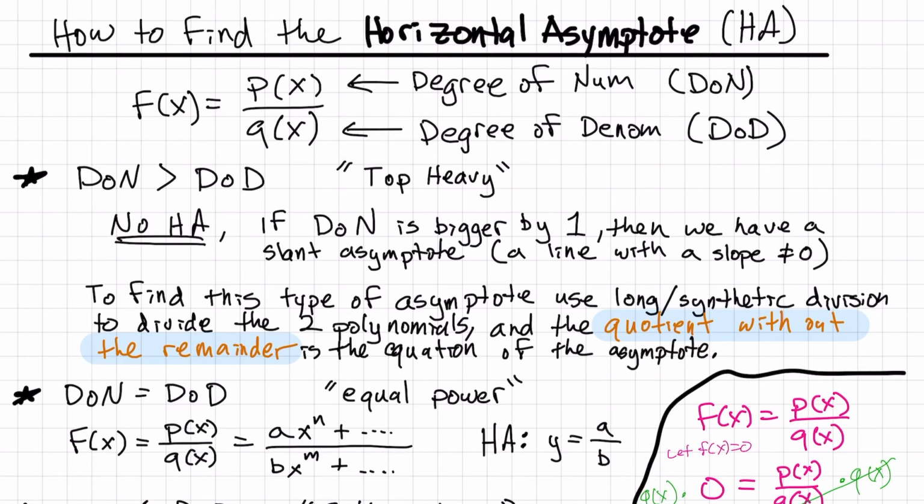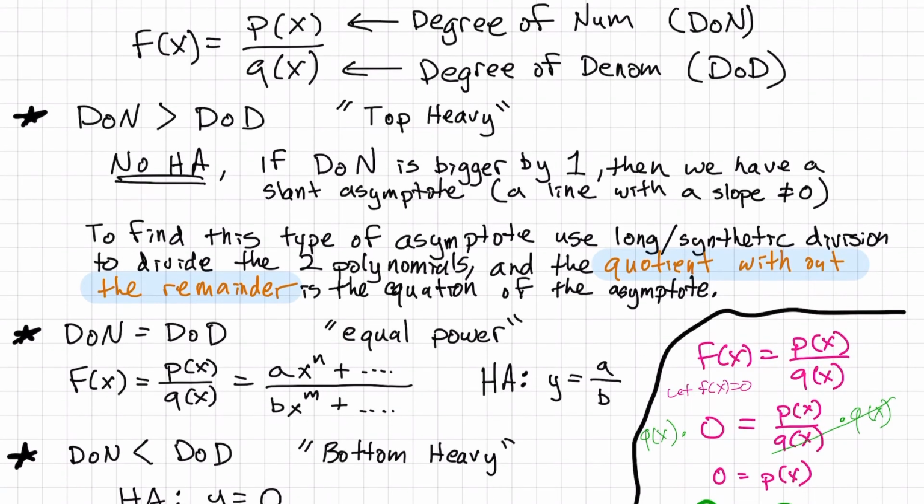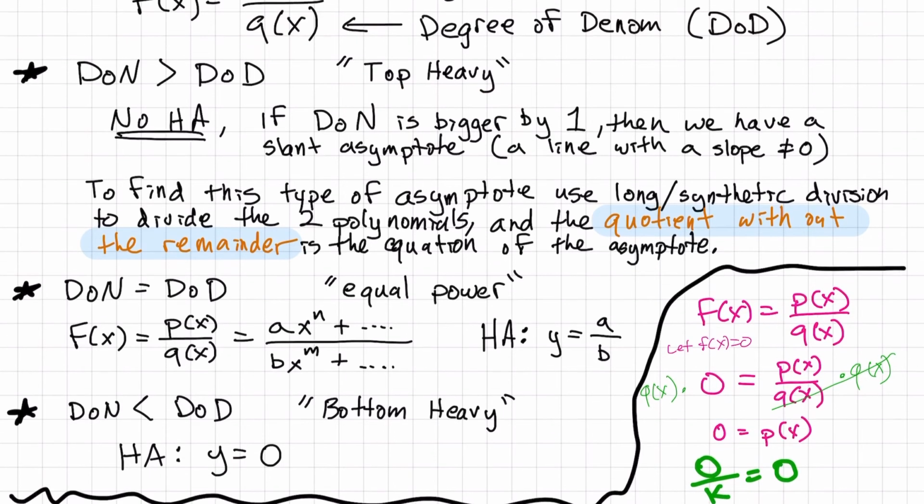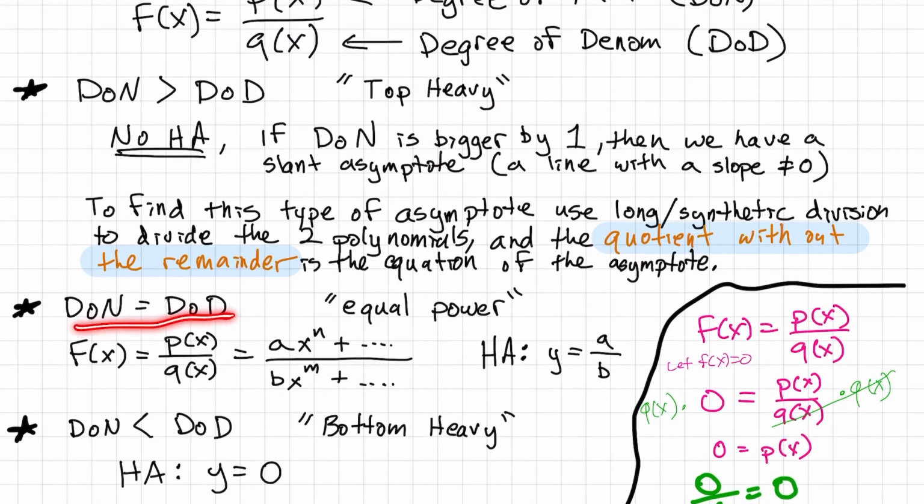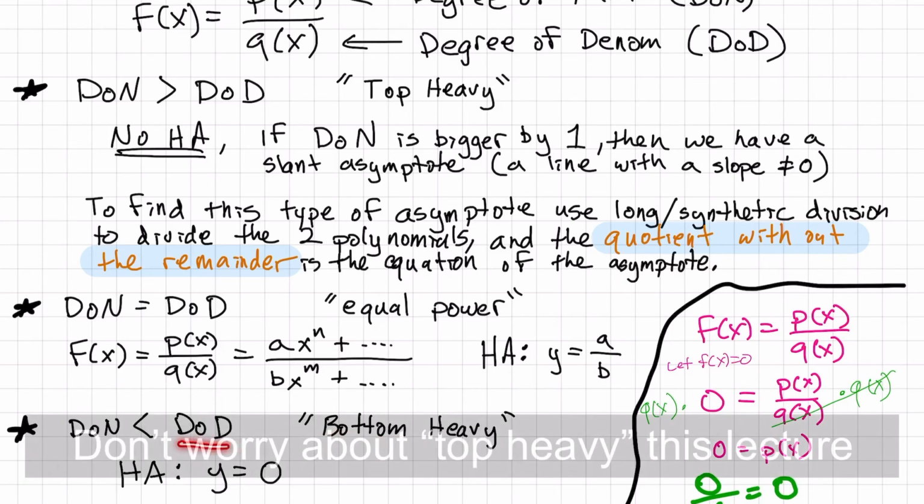All right, next, the horizontal asymptote. This is where us knowing the DON and the DOD come into play: the degree of the numerator and the degree of the denominator. The degree of the numerator could be bigger than the degree of the denominator. We affectionately refer to that as top-heavy. The degrees of the denominator and numerator could be equal to each other. We call that equal powers. Or the degree of the numerator could be smaller. We call that bottom-heavy, or the bottom could be bigger.